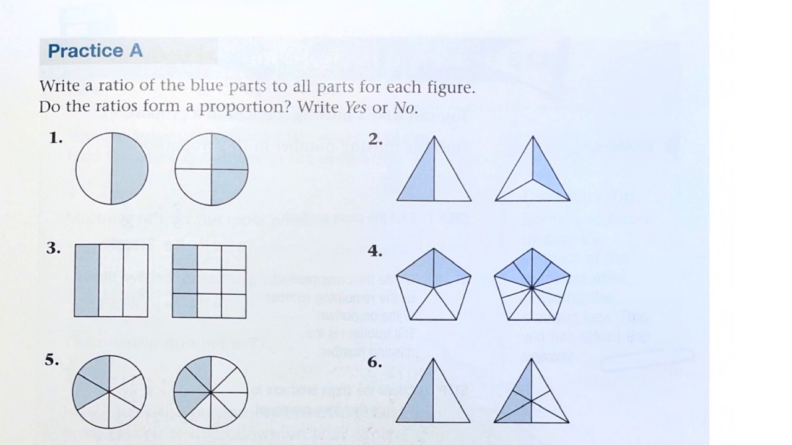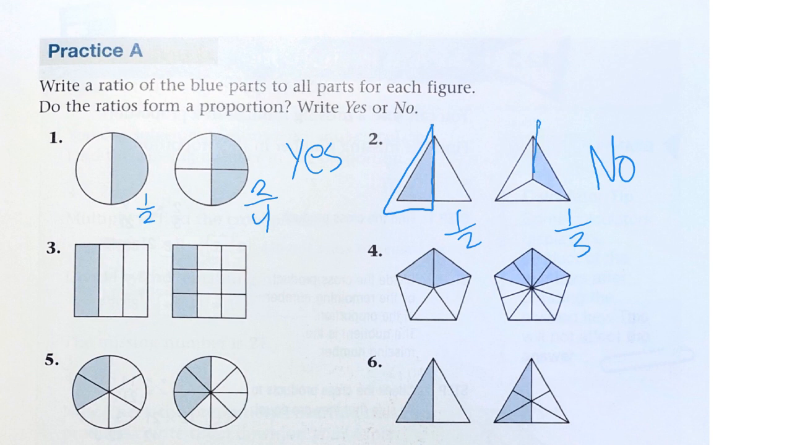For practice A, write a ratio of the blue parts to all parts for each figure. Do the ratios form a proportion? So the first one is 1 out of 2, and this second one is 2 out of 4. And so we can see that they do form a proportion. Now we have 1 out of 2 parts of this triangle, and this one has 1 out of 3 parts. No, that does not form a proportion.